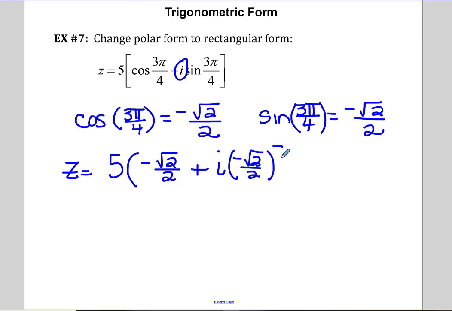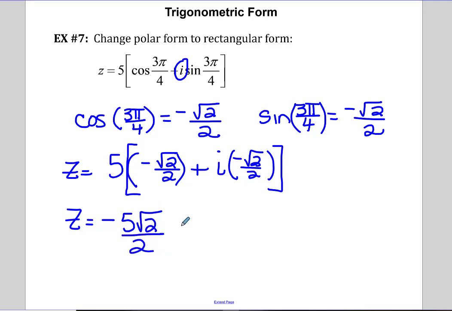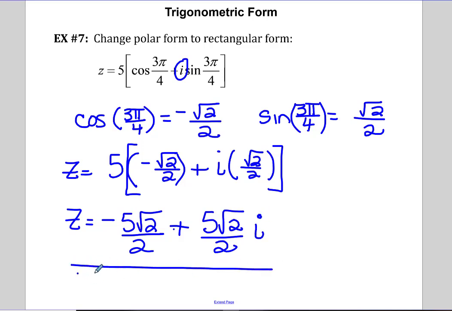And then to simplify that down, we have negative 5 square roots of 2 over 2. And then, oh wait, this isn't in quadrant 3. Hold on, got a negative mistake there. Sine of 3 pi over 4 is in quadrant 2, so sine's positive. Don't let me make that mistake. And 5 square roots of 2 over 2 times the I. I'm going to put the I at the end. So this is my rectangular form.